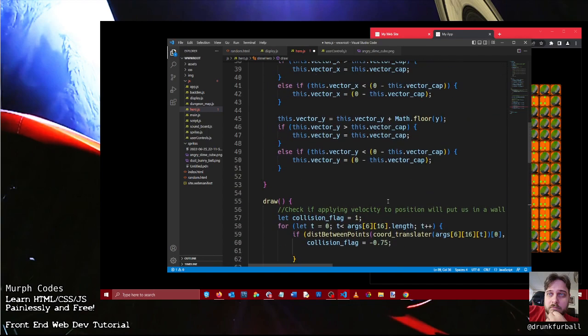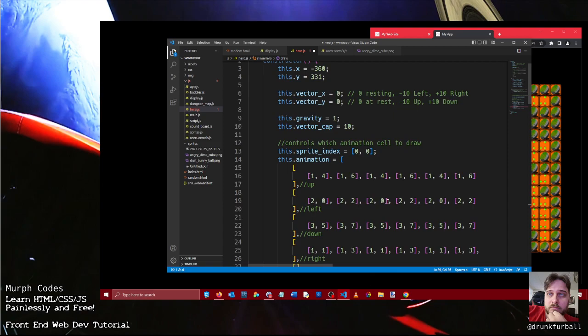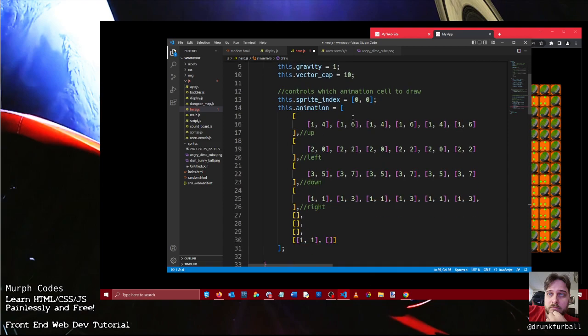Now, the way we're using this sprite index is a little weird. The first one indicates which list we're using. The second one will indicate which element in the list. I hope that makes some kind of sense.